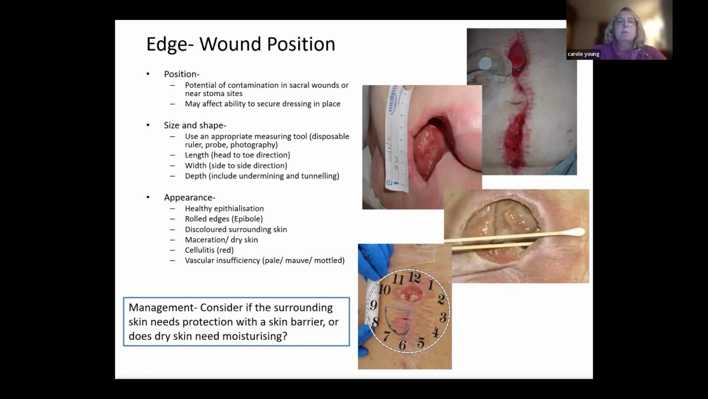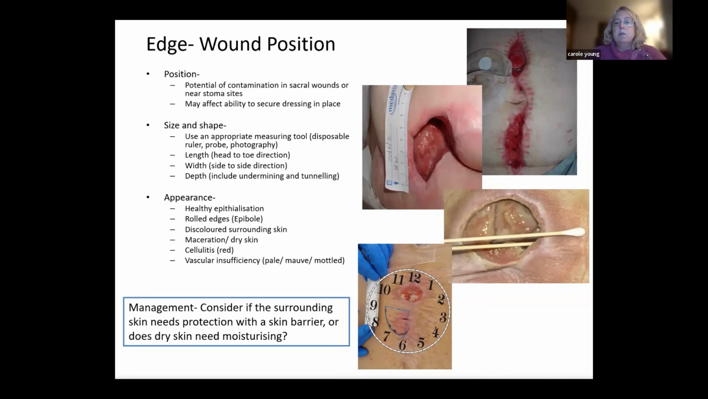How big is our wound? We need to know that, because we need to know, is the wound getting smaller or larger, but also so that we can choose the right dressing product for our wounds. So we need to make sure we're using an appropriate measuring tool, so a disposable ruler or a probe, or some clever photography now can do grids on cameras. Always measuring your length from the head to toe direction and your width side to side.